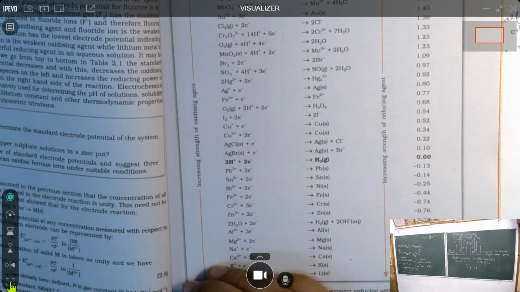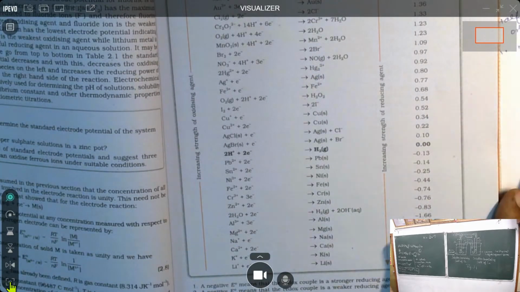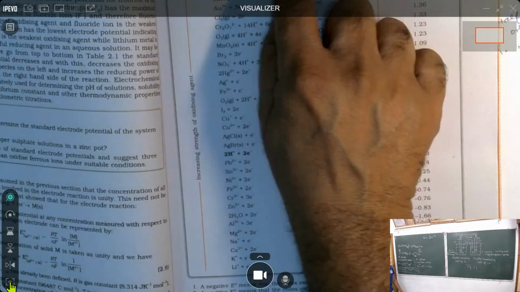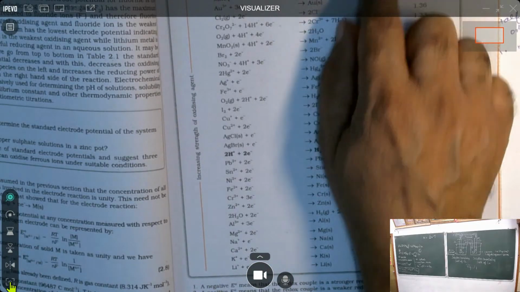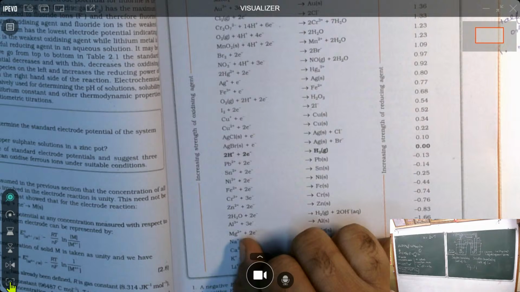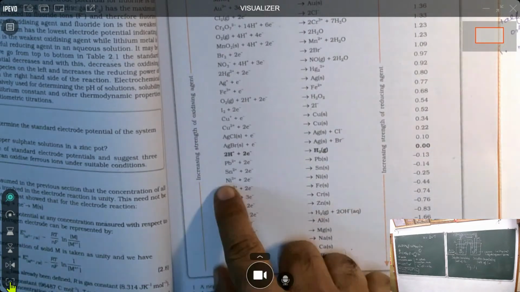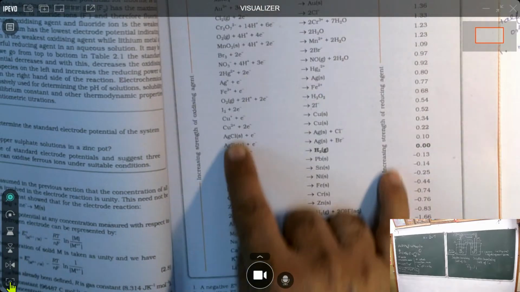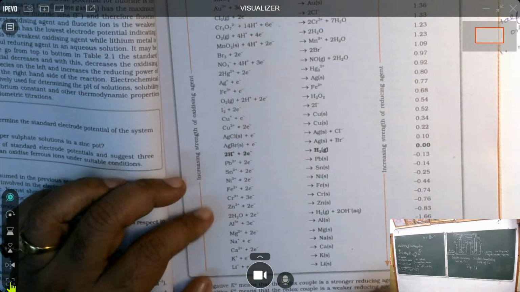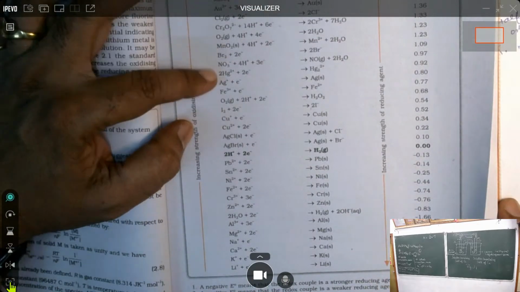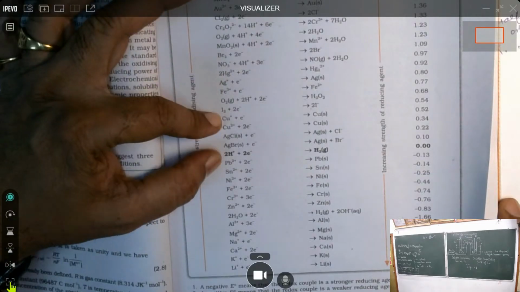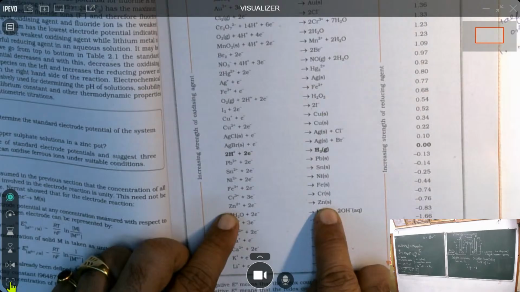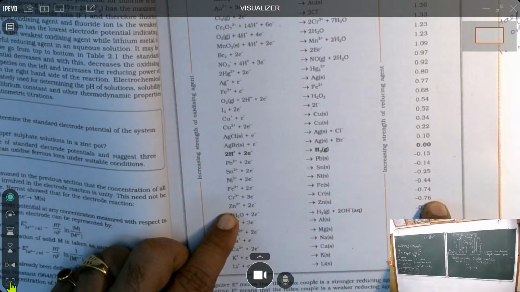Right, now listen to me. And what is the reduction potential for Zn? It is given in this table. That is the standard electrode potential. So that is Zn becomes Zn2 plus. Zinc, where is zinc? It is before 2H. Zn2 plus becomes Zn, okay? And its reduction potential is 0.76.